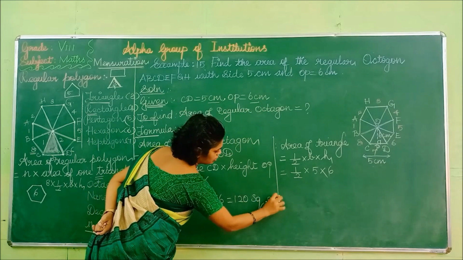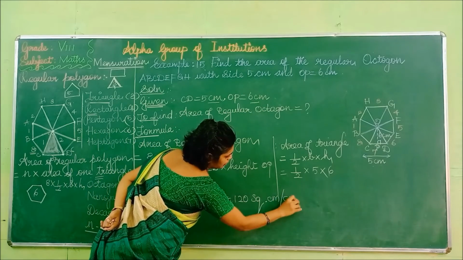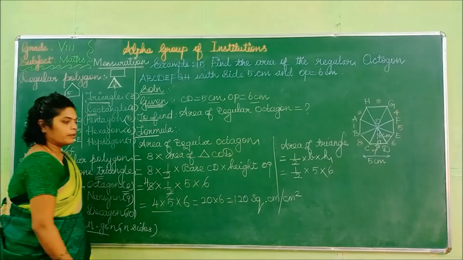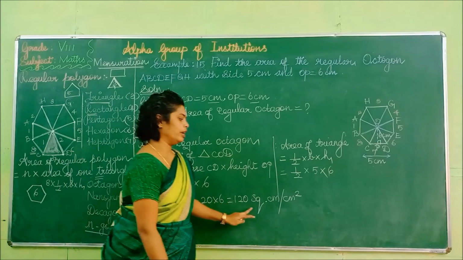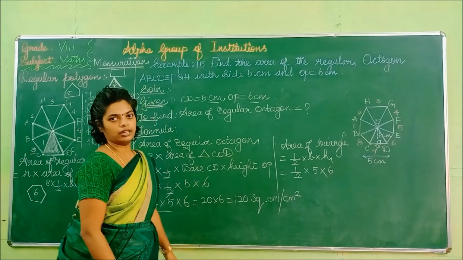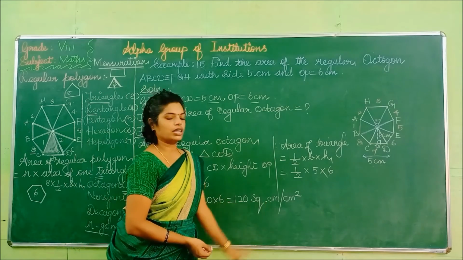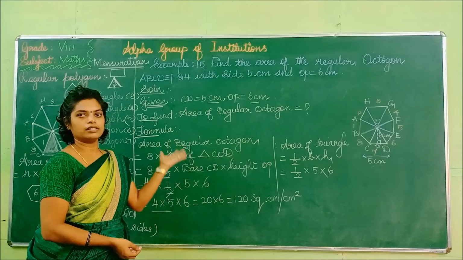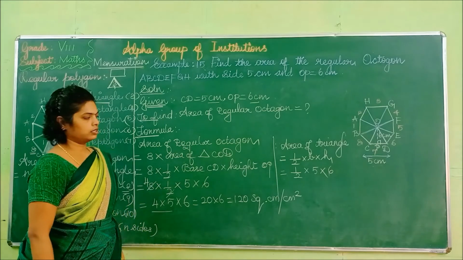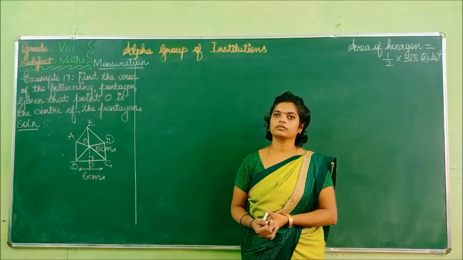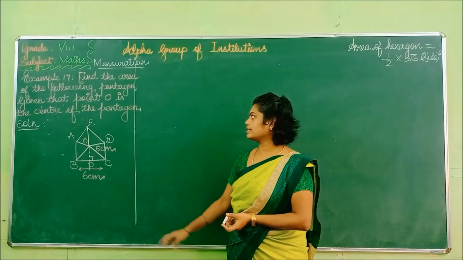For the unit, they have given centimeters in the question, so you can write it as centimeter square. In the previous problem I wrote simply square units. So you have to mention the unit which is given in the question. Either it may be square meter or centimeter square. If it is meter, you can write that. Okay, look at the next example.